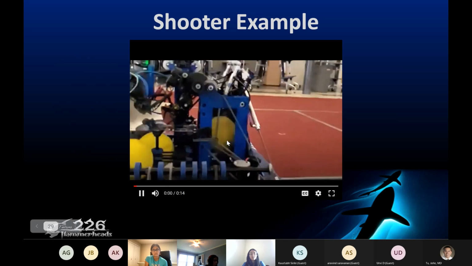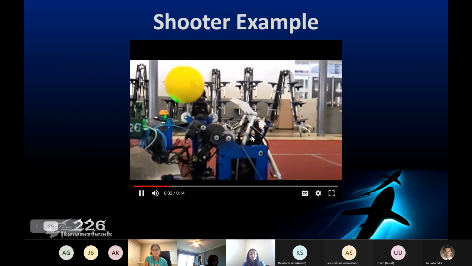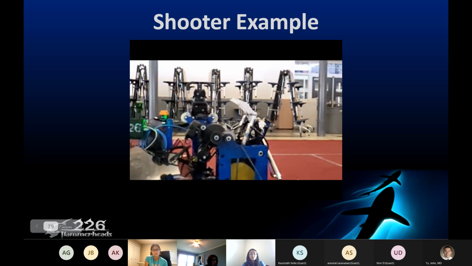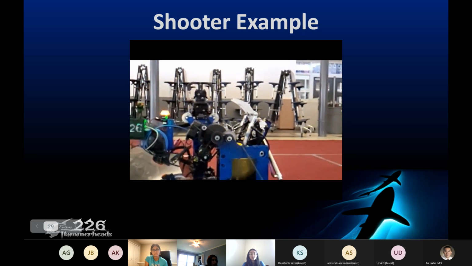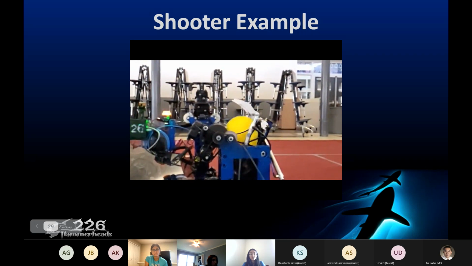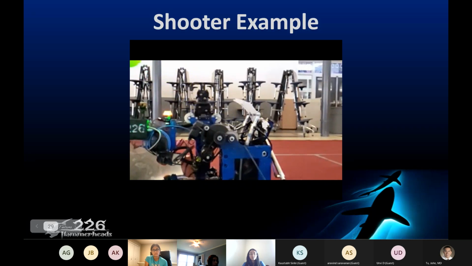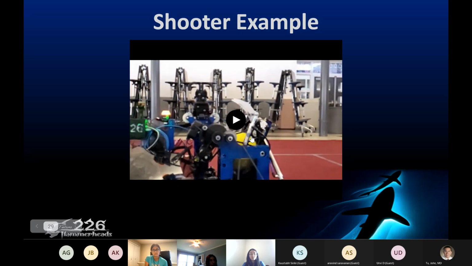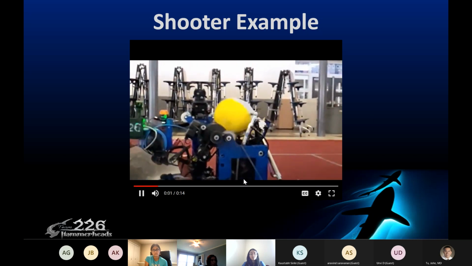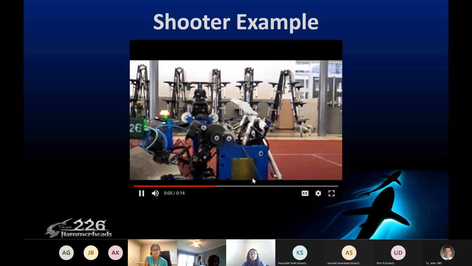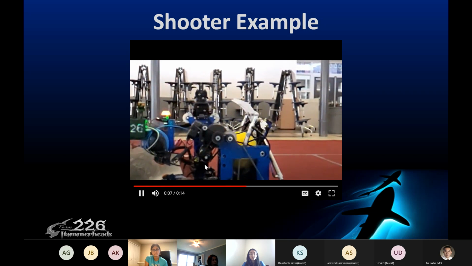So here's an example of our hooded shooter. If you can see on the top that hood, we actually have two pneumatic pistons that can change the trajectory of the ball. And then it's not on here yet because this is an older video, but we added flywheels.